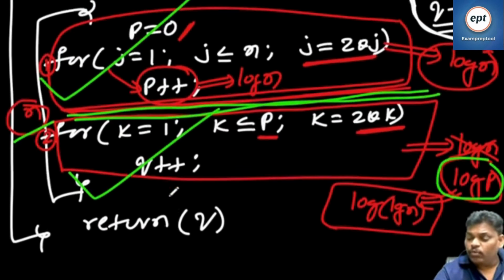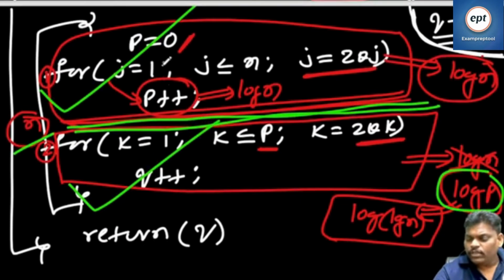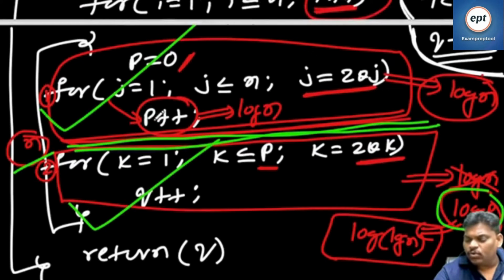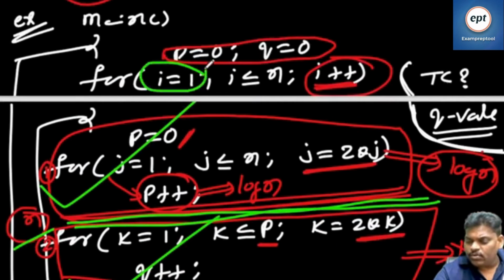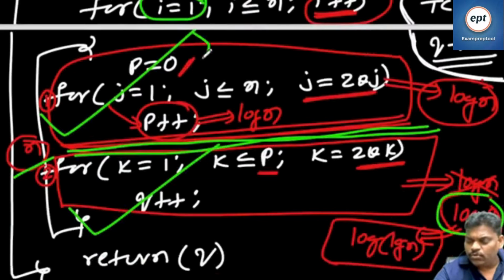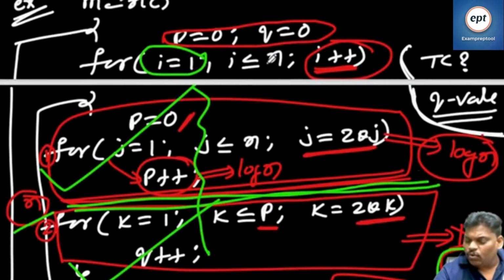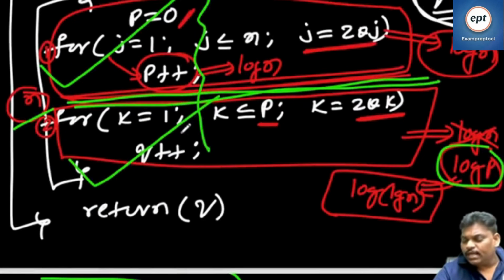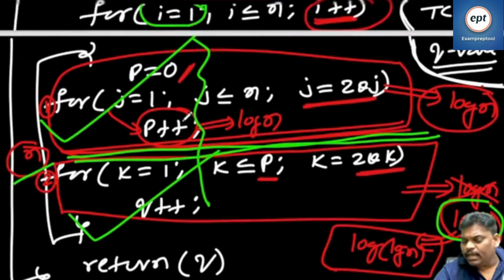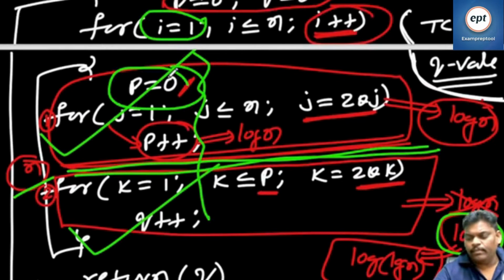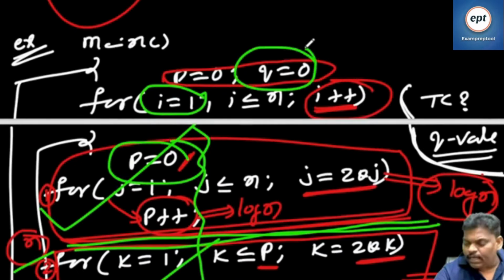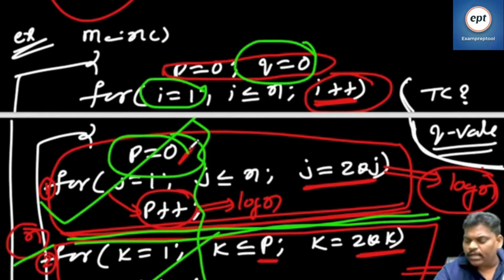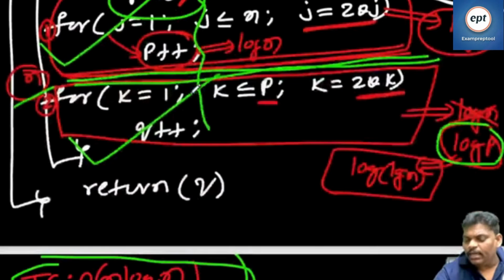Next one. What about the q value? The first time, whenever i is equal to 1, the q value will execute, so the q value became log n. Whenever i is equal to 2, again the q value becomes one more log n. Q is not assigned again and again, but p is assigned again and again. Q is assigned one time only.